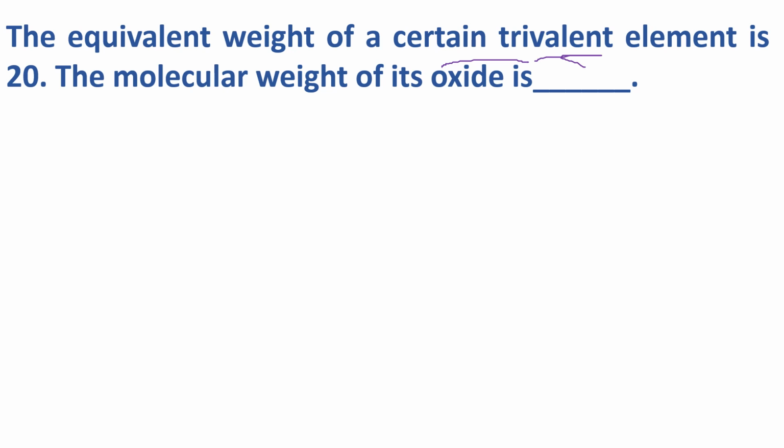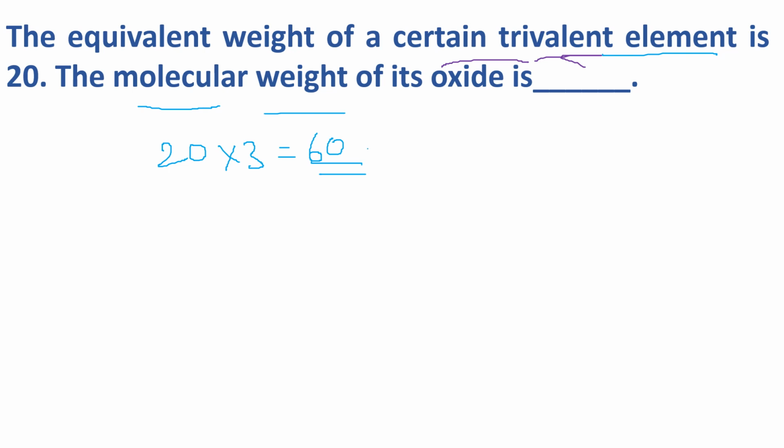So like that, similarly, the next problem. Here, the equivalent weight of a certain trivalent element is 20. Trivalent is a very important terminology. So what is the molecular weight of its oxide? You have to find out the molecular weight. How? That is 20 into 3. What will you get? You will get 60. 20 into 3. Why 3? Why are you multiplying with 3?